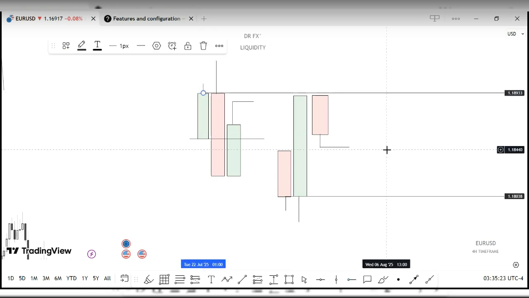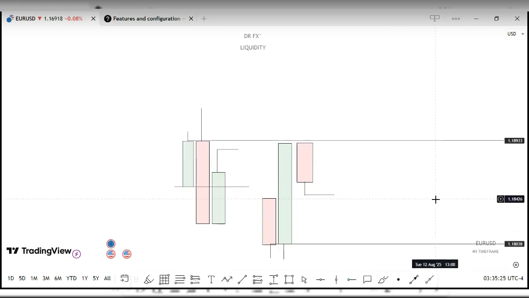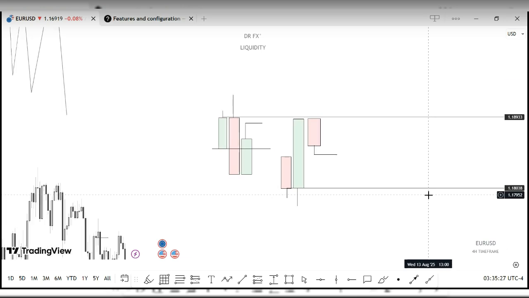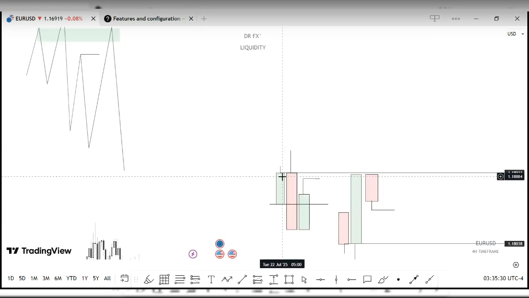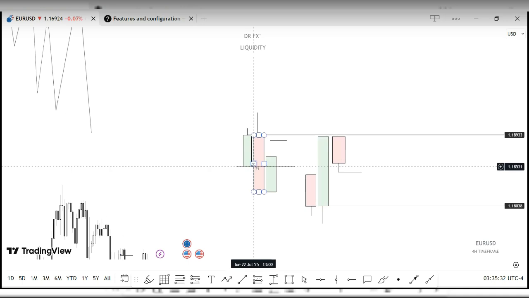Now this three candlestick formation has formed everything you want to see. Just this three candlestick formation. This is the sweep, right? This is the break, and this is your structural liquidity.